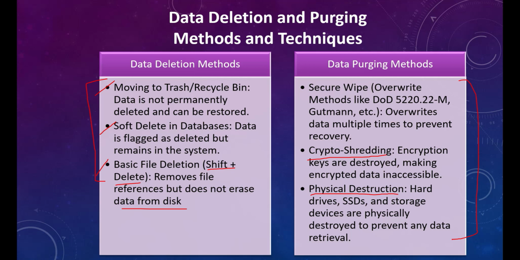Next is physical destruction. Here the hard drives, SSDs, and storage devices are physically destroyed to prevent any data retrieval. You can physically destroy them by burning them or damaging them in such a way that they cannot be restored, and you are damaging the hardware itself so that it remains inaccessible. Again, we can choose based on the compliance requirements, the cost implications, and the purpose, and you can choose any of these.